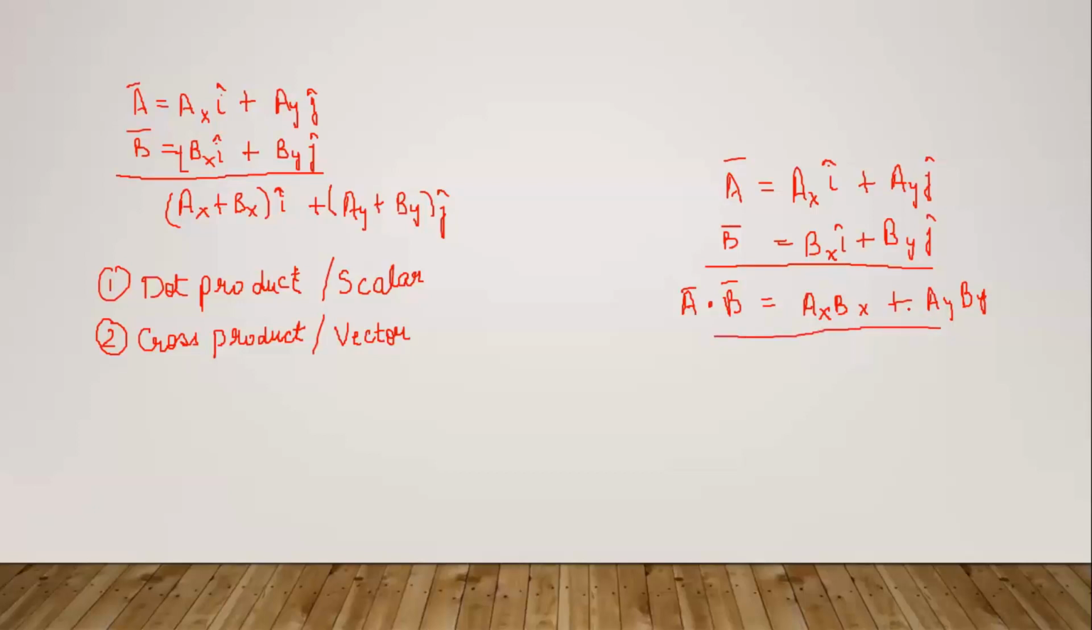Now today we are going to discuss the cross product. This product is also known as a vector product because the result that we get of A cross B is a vector quantity. Now the one important thing to note here is that the cross product between two vectors always gives us a vector which is perpendicular to both of these vectors.